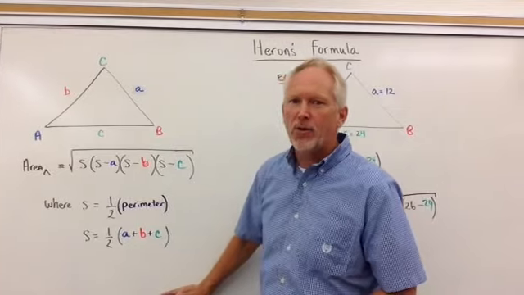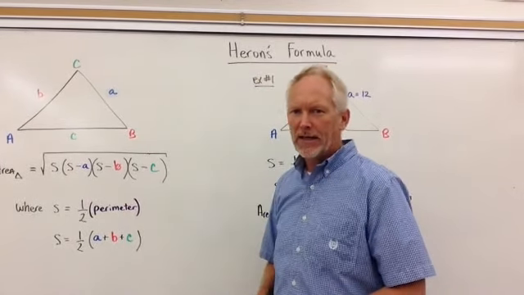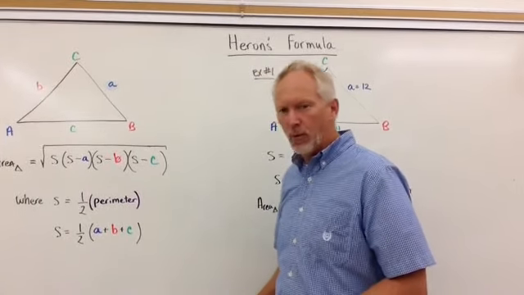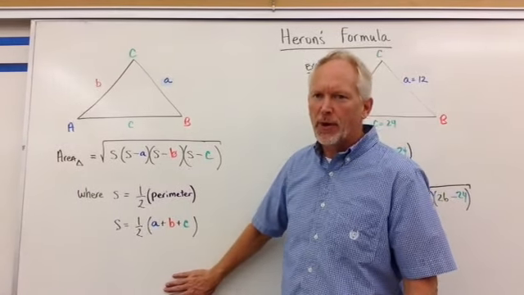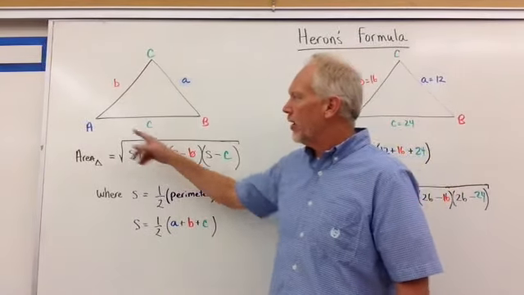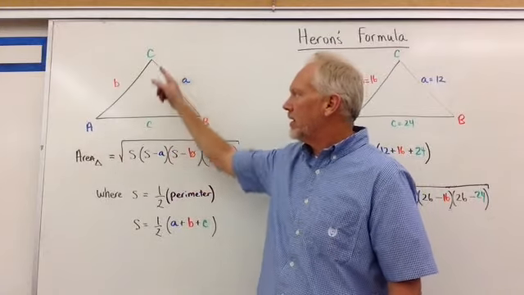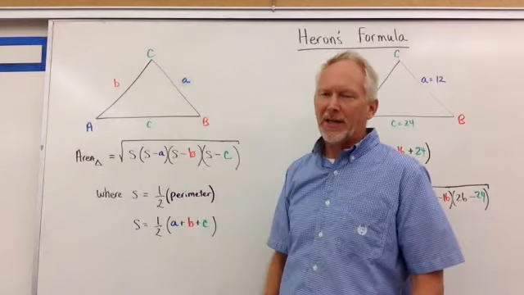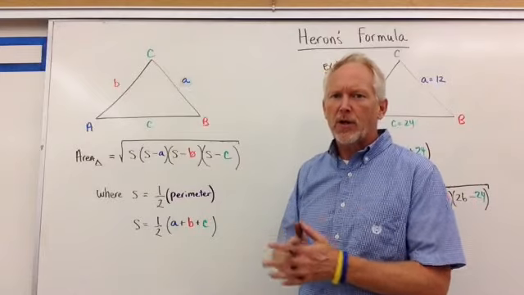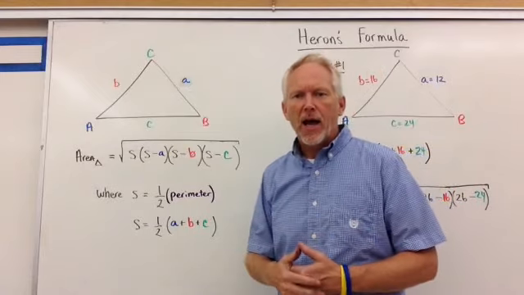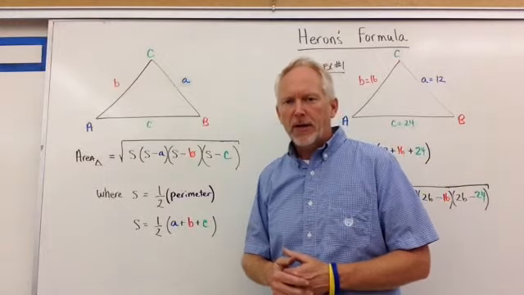Tonight we're talking about Heron's formula. Yes, another way you can find the area of a triangle. So let's check it out. Here's what we got. We have triangle ABC and the accompanying sides. In some cases, all we have are the side lengths, and we don't have all the angles.